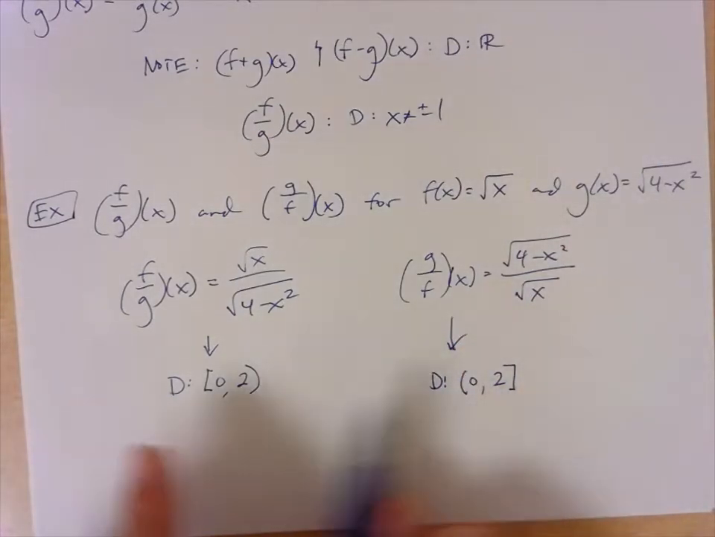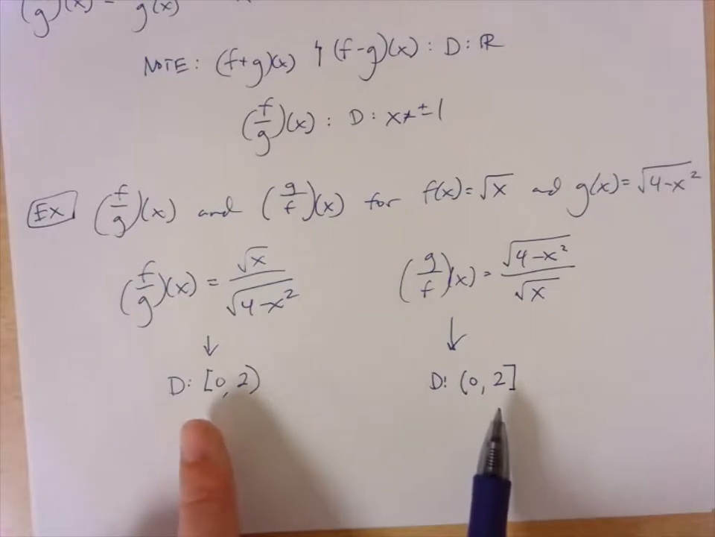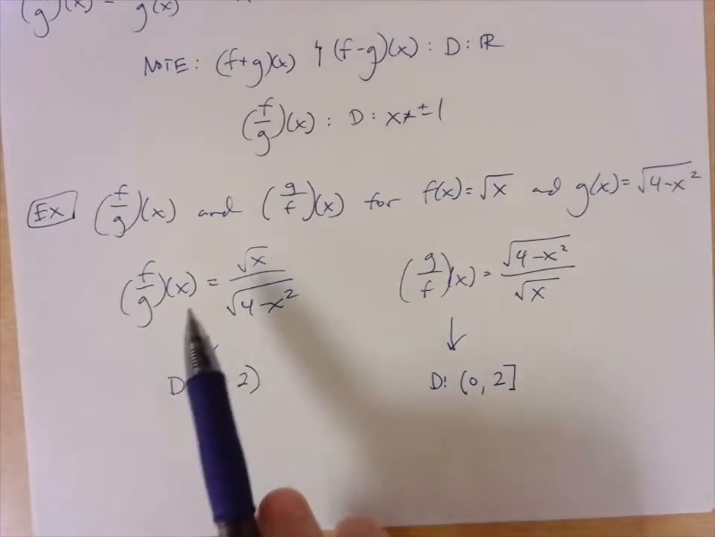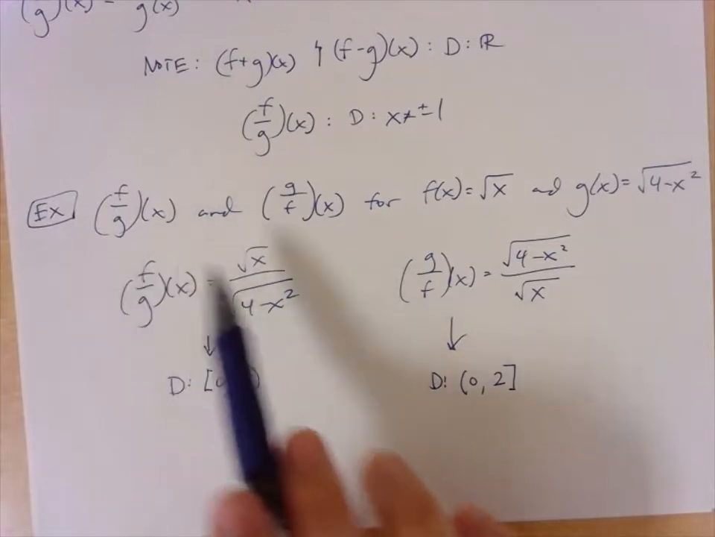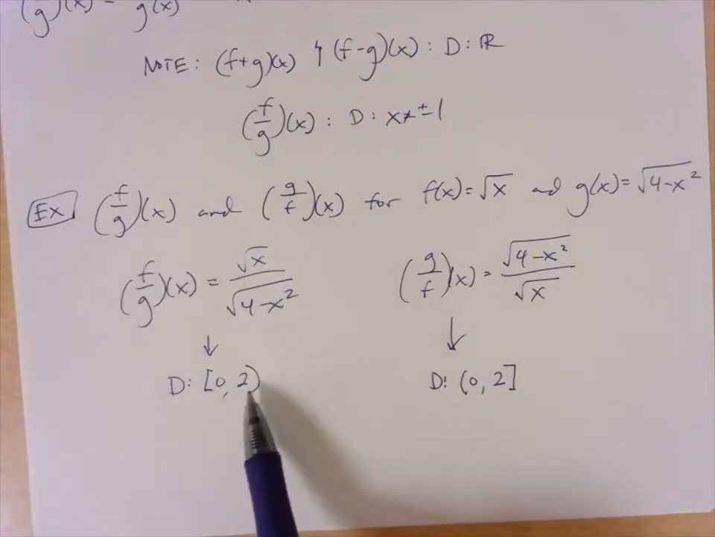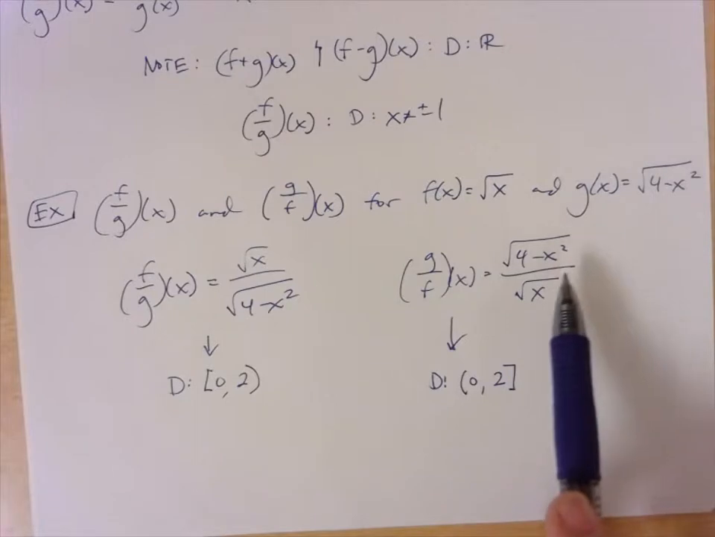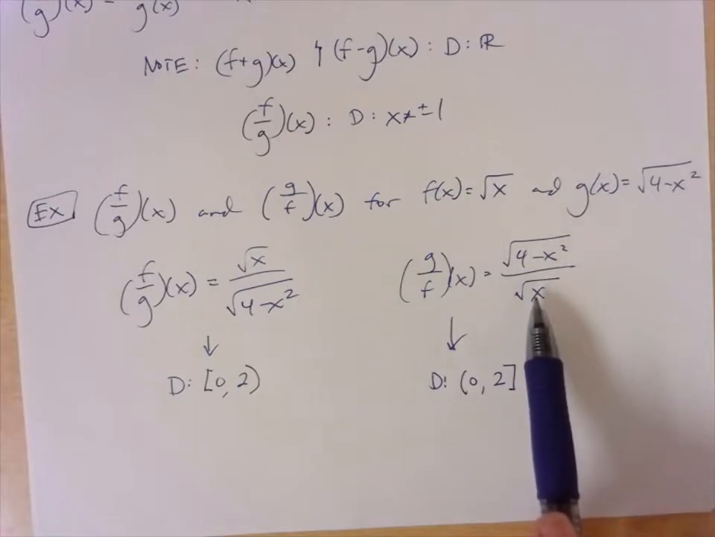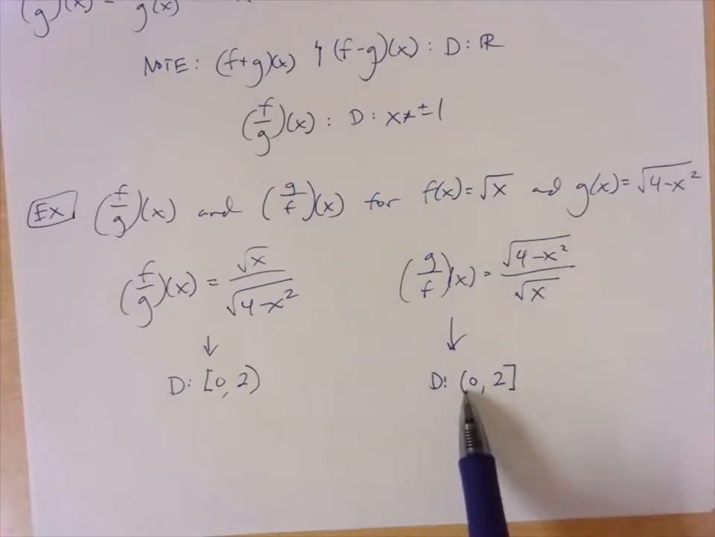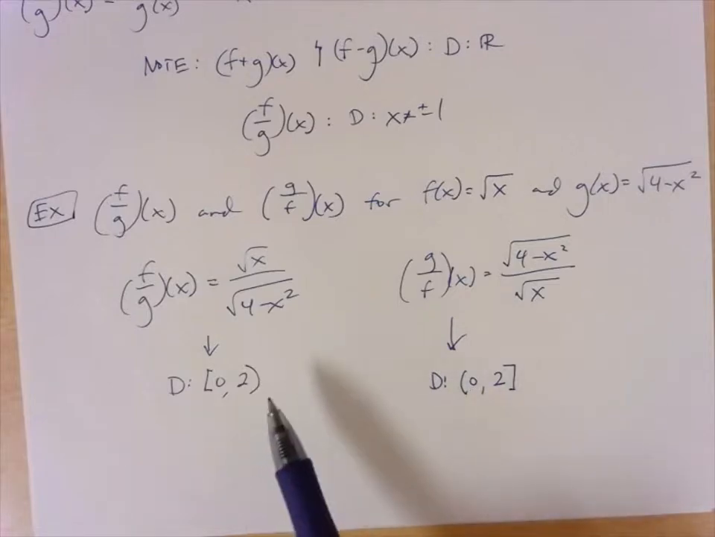And it's interesting how these domains kind of flip-flopped, right, in the values that they could include or could not include, because this time we were worried about making g of x 0, which would be a 2. And here we were worried about making f of x 0, which would have happened if we had a 0. That's why we couldn't include 0 here, and we couldn't include 2 here.